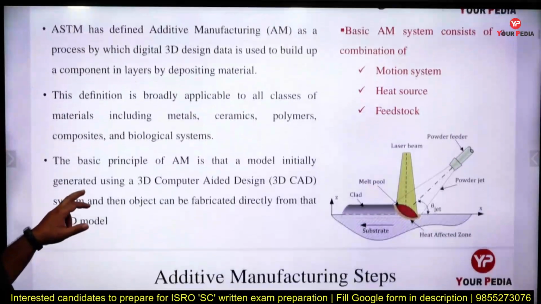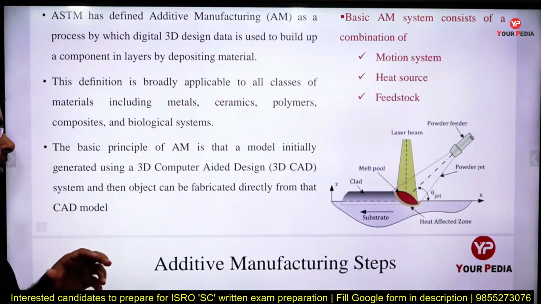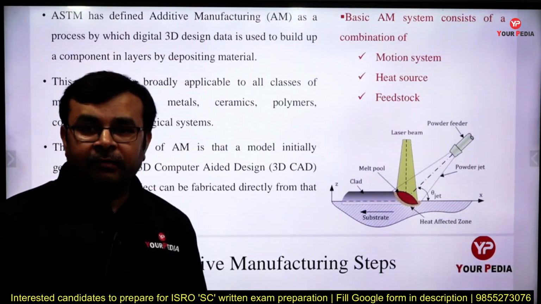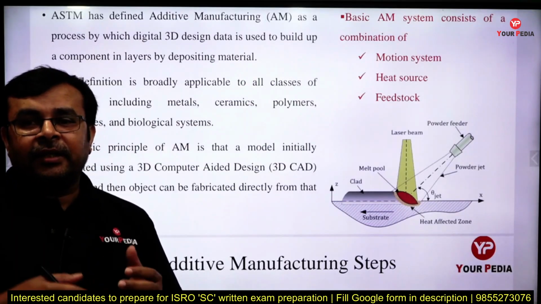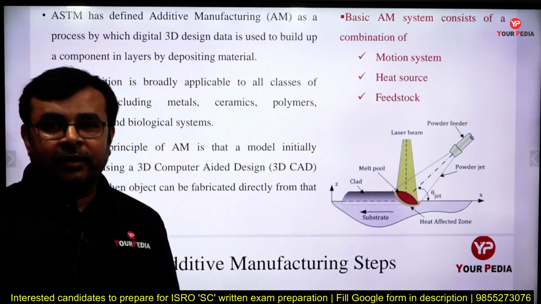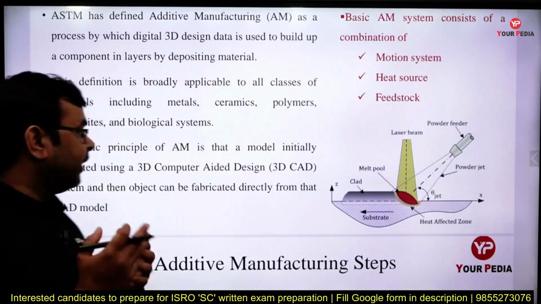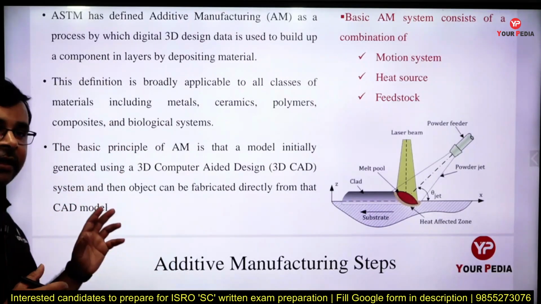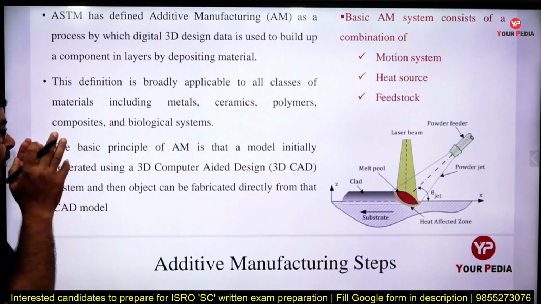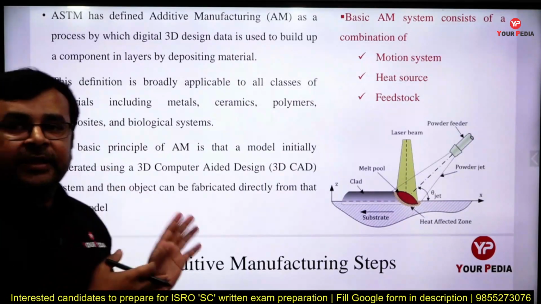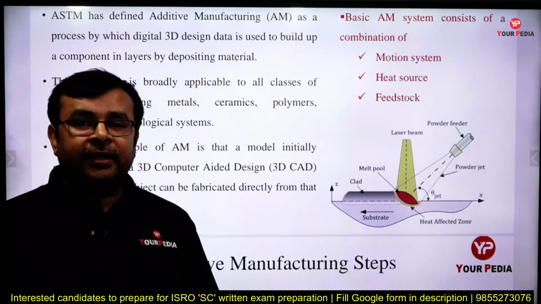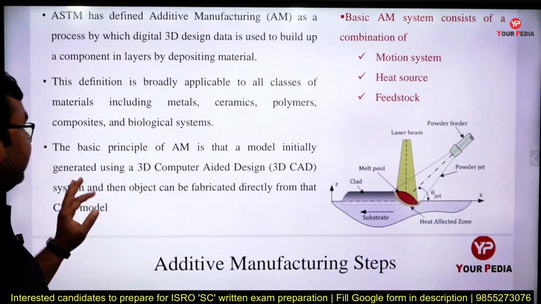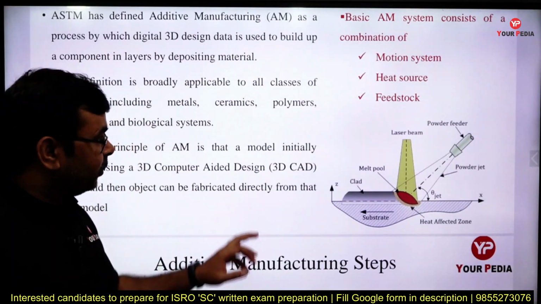The basic principle of additive manufacturing is that first we make a model with the help of 3D CAD software, like Creo, SolidWorks, Solid Edge, etc. With the help of this software we can make a 3D model, and using this 3D design data we can produce the component directly. This is the basic principle of any additive manufacturing process.